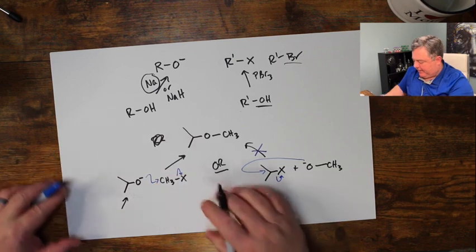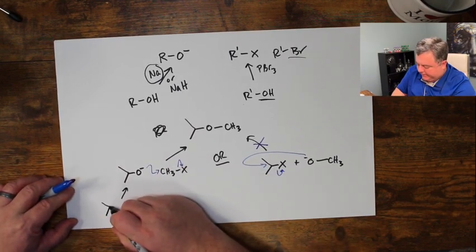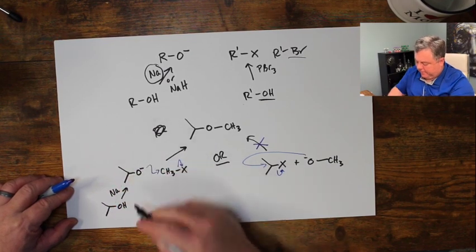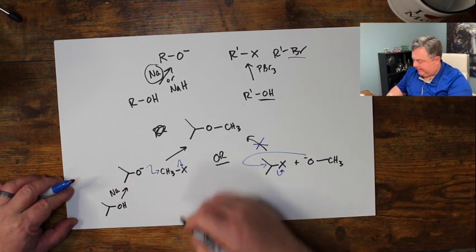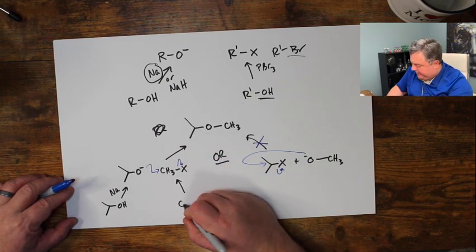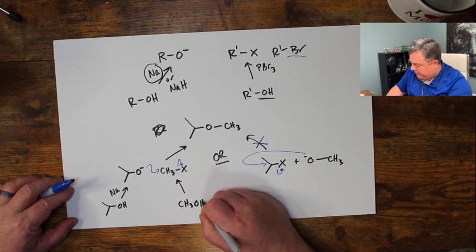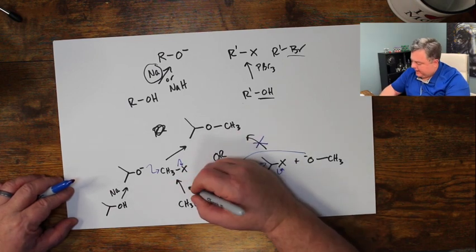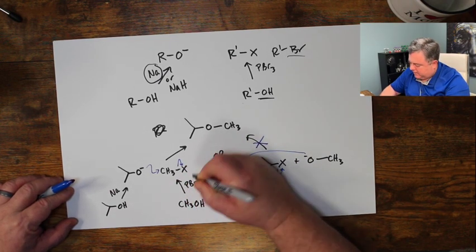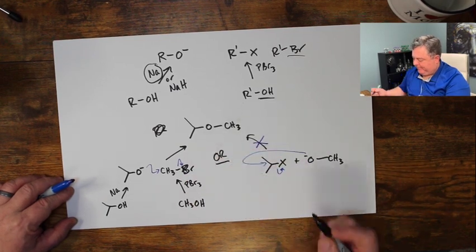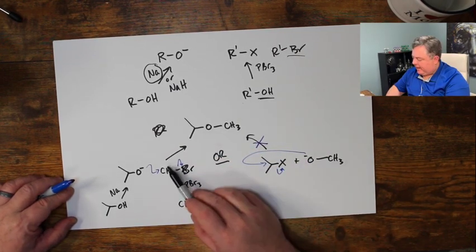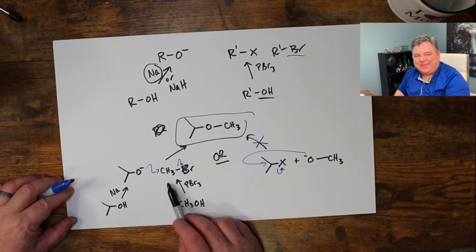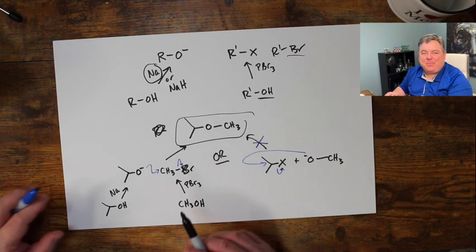So let's say we had to make this from an alcohol. Well, I can make this from that alcohol with sodium. That would make the alkoxide. And I can make this from methyl alcohol, methanol, and add PBr3 and turn that into a bromide. That backside attack would happen and I can make my final product, the Williamson ether synthesis. I hope that makes sense.